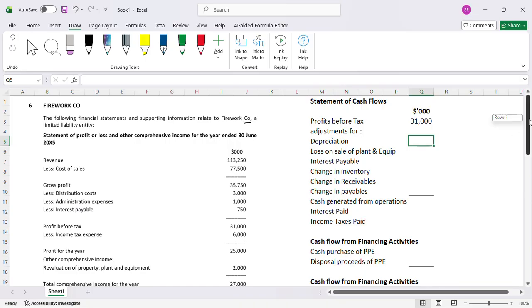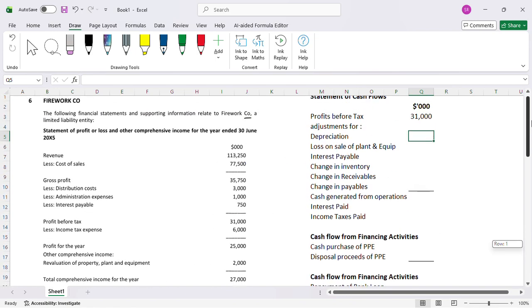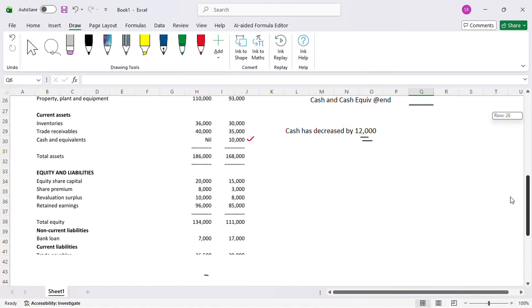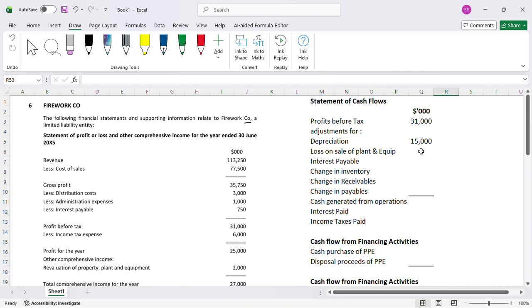Adjustments for depreciation. Do we have anything for depreciation? If you look all the way down, the depreciation charge for the year was 15 million. So this will become 15,000 for us. We also have a loss on disposal, 2 million. So let's add that here. Interest payable. So let's put that in here for now.